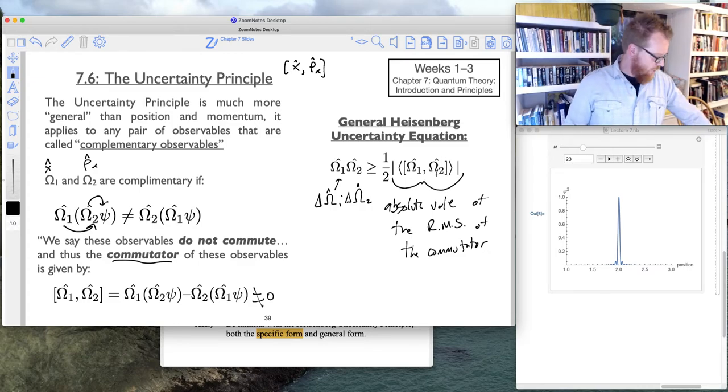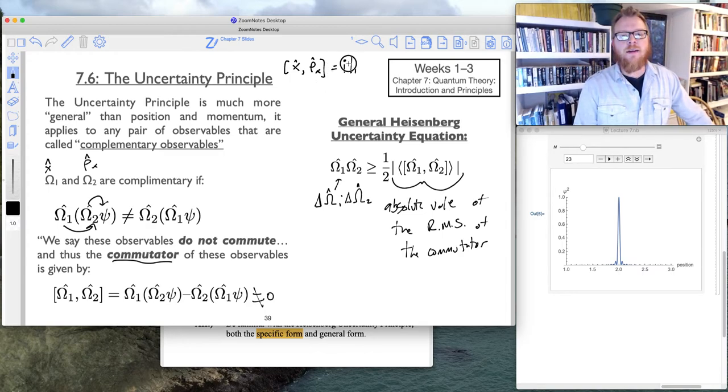So that's my commutator. As it turns out for position and momentum, this is equal to i h bar, okay? And so how do I get that? Well, I get that from the following. So I'm going to put it down in this order. I would say position operates on the operation of momentum on psi, right?